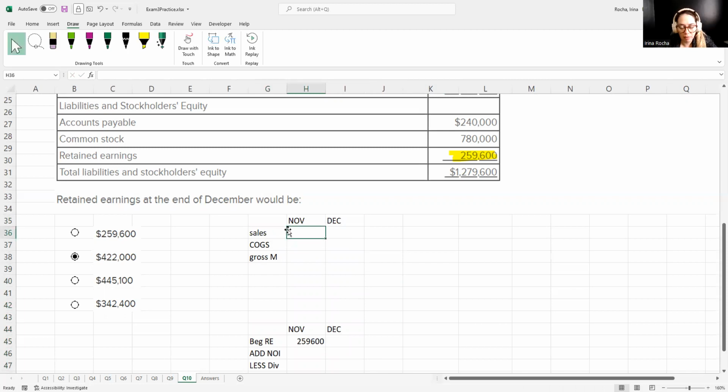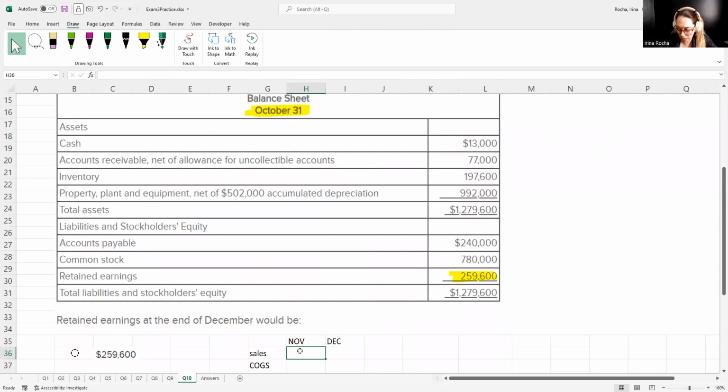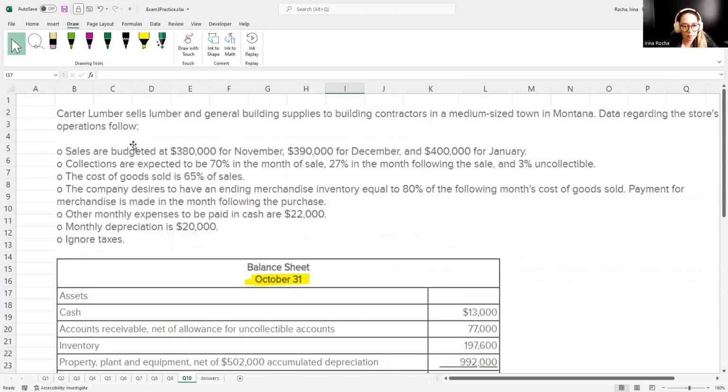So do we have sales information for November and December? We do. Sales are budgeted for 380,000 for November and 390,000 for December, so I can put that information here. My cost of goods sold, well, let's read that information now, right? Sales are budgeted, we just used it. That was useful for us. Collections are expected to be 70% in the month of sale and 27% in the month following the sale and 3% uncollectible. So how much of this is relevant?